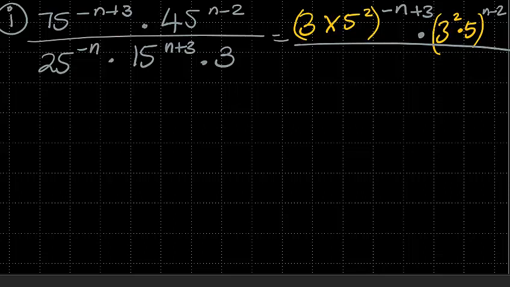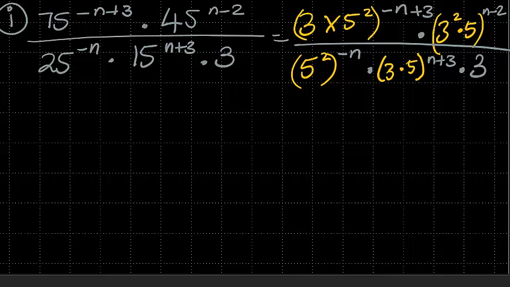Over factors of 25 is going to be 5 squared. Multiply that by the exponent minus n times, now 15 is going to be 3 times 5, both of them to the power of 1, and then my exponent n plus 3, I keep that one, and lastly 3 to the power of 1, I don't do anything there. Okay, so now that we factorize the bases, we are going to make sure that every base has the correct exponents.